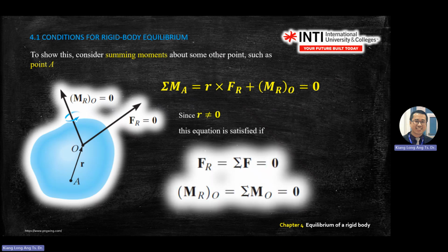Okay, so if you look at the equation, the R, the distance from O to A cannot be 0. So the force must be 0 because R cannot be 0. So R must be 0, moment must be 0.